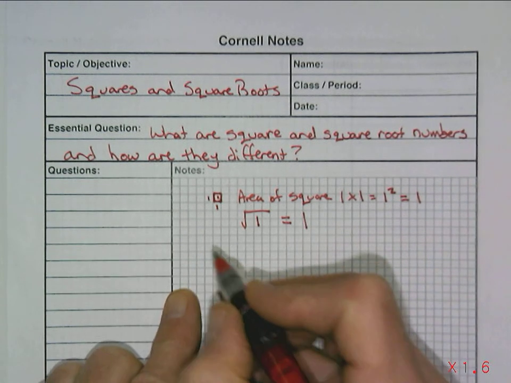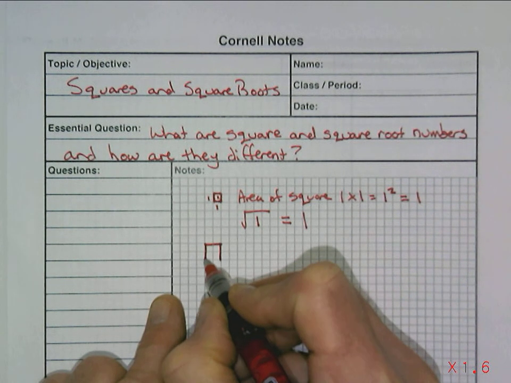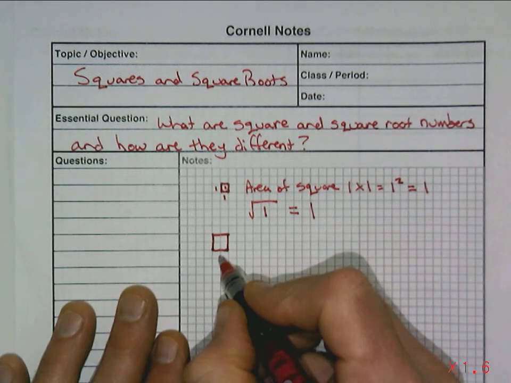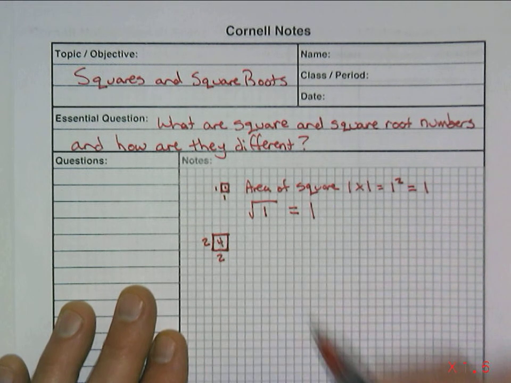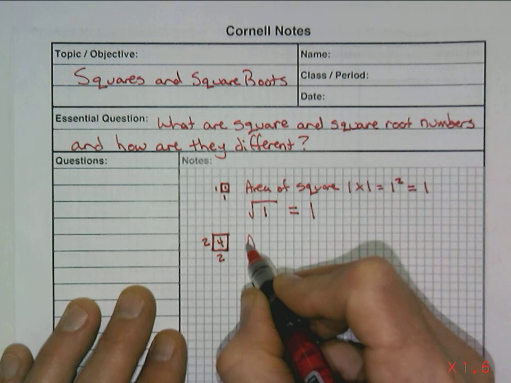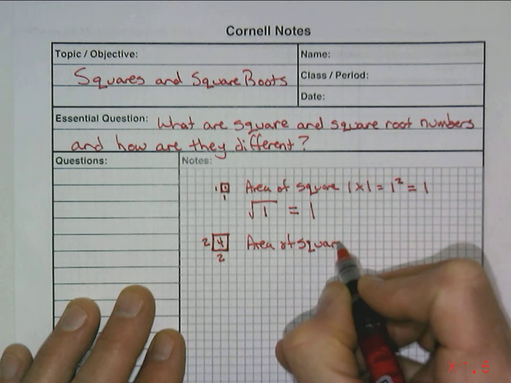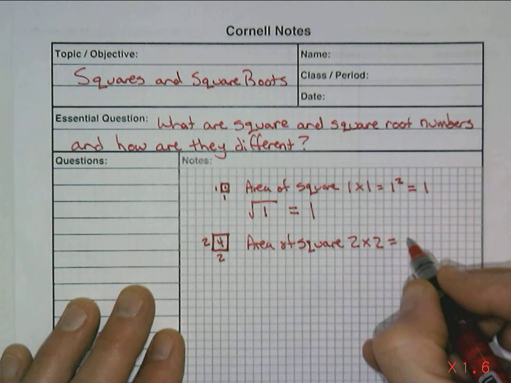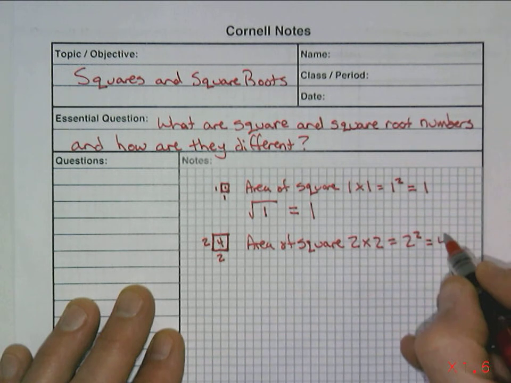So let's look at another example, because that one's awfully tiny, and make one a little bit bigger. I'm just going to work with squares here today. So here's my next square. If you look at that square, its side lengths are 2, and its area is 4. So the area of the square is 2 times 2, or 2 squared, then the area of that square is 4.